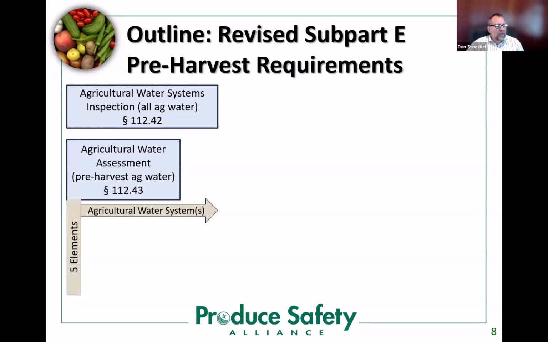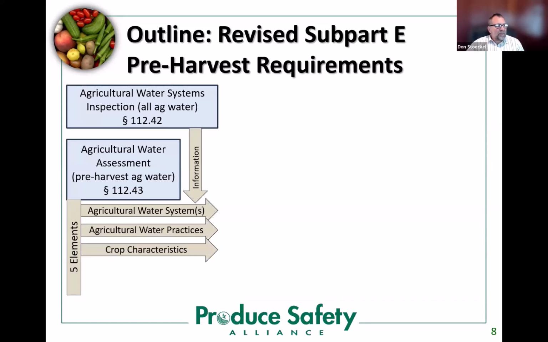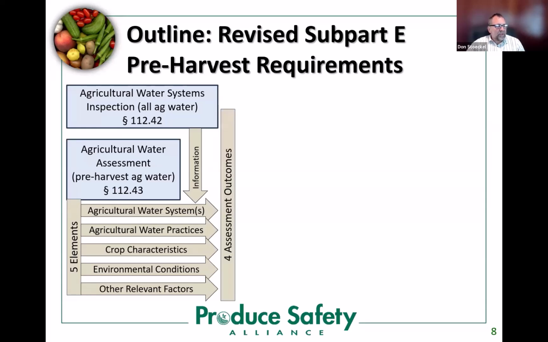Components of that agricultural water assessment, they call them 5 elements. The first one is, what are the characteristics of the agricultural water system? One thing to know is that the agricultural water systems inspection collects almost all the information you need to incorporate agricultural water systems characteristics into the agricultural water assessment. In addition to information about the systems, there is information about water use practices, crop characteristics, environmental conditions, and other relevant factors. And the one relevant factor that has been discussed is testing as a potential input, and we'll talk about that later. All those 5 elements of an agricultural water assessment are put together to develop an outcome.